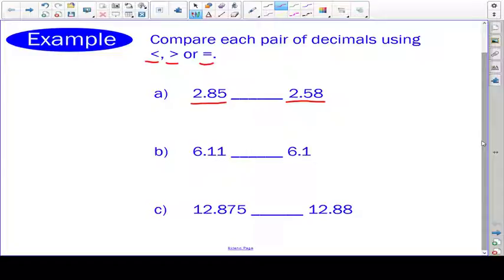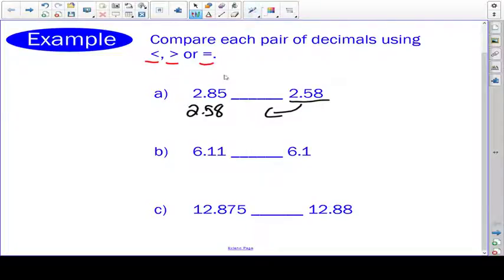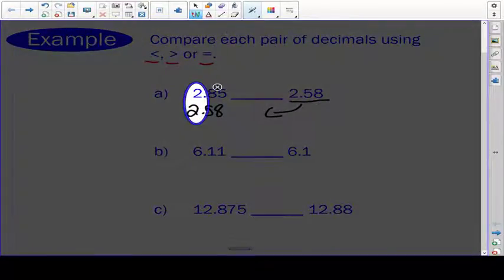It may be easier to order these decimals if we look at them side by side. So if I wrote this decimal over here, 2.58, and we have to look at them from left to right. So if we look at them from left to right, let me get my magic pen out here. Yeah, and if we look at them from left to right, we see that the first digit in both of them is a 2. So if the first digit's a 2 for both, that means they're both the same.